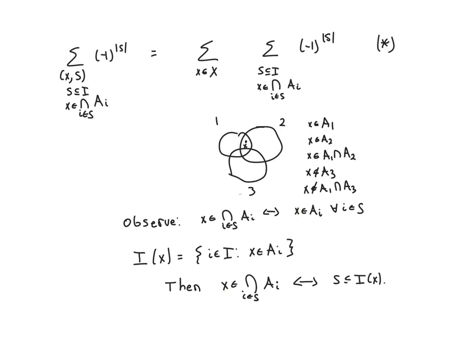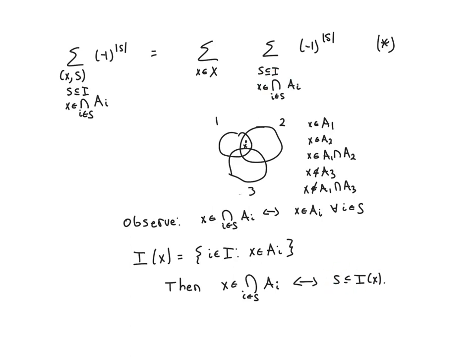So our claim is x lies in this intersection of subsets if and only if this collection of subsets is a subset of I(x). This is just a translation of this definition. And why would we want to do such a thing? Well, because this is a complicated formula, but this is a much easier one.